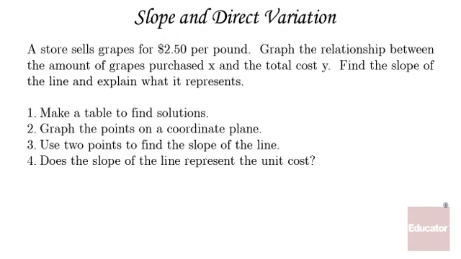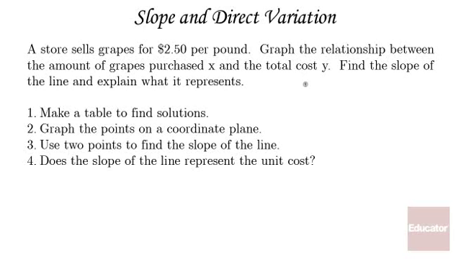Let's look at some more slope and direct variation. A store sells grapes for $2.50 per pound. Graph the relationship between the amount of grapes purchased, x, and the total cost, y. Find the slope of the line and explain what it represents. First, we need to make a table to find solutions. But let's write out our function so we know what equation to use to substitute our input to find our output y.